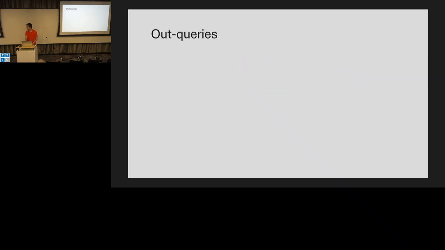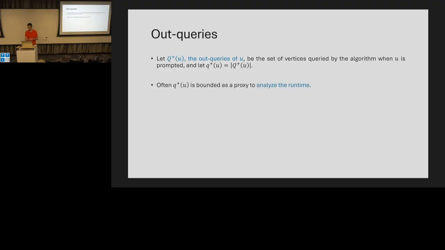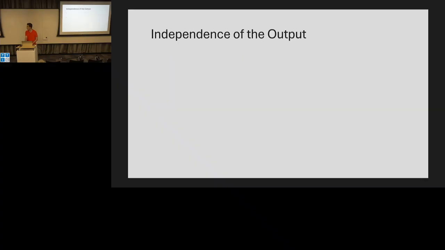Let's start with outqueries. Let's say the algorithm is given this vertex U and it explores some subgraph around it. The set of explored vertices is the set of outqueries. And this number of outqueries often plays a key role in the analysis because it serves as a proxy to analyze the runtime of your LCA.